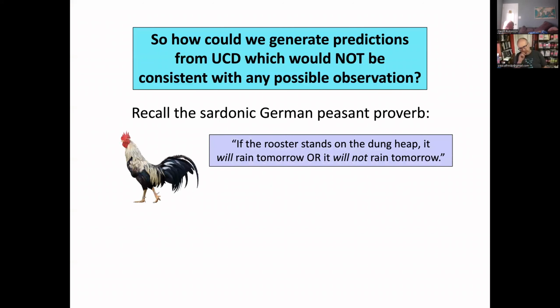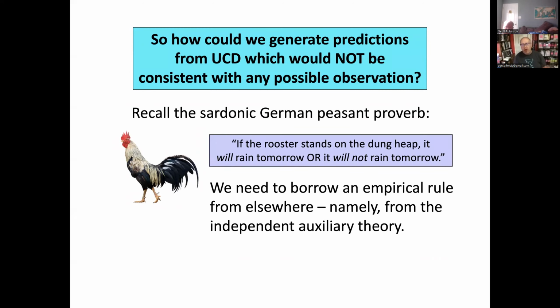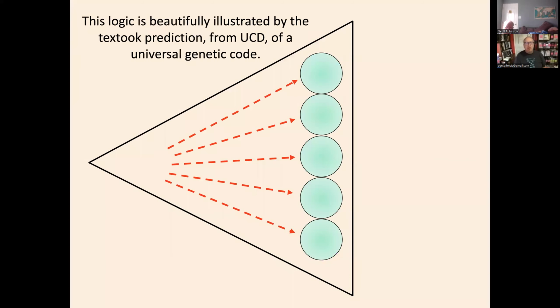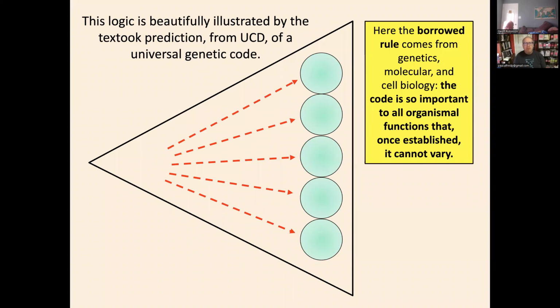There's a German sardonic proverb: if the rooster stands on the dung heap, it will rain tomorrow or it will not rain tomorrow. Well, we've got everything covered, right? We don't actually know anything about the world because we haven't ruled anything out. So to avoid our German rooster situation, we've got to borrow a rule from elsewhere. And that rule, this is very important logically, it needs to exclude certain outcomes. They cannot occur. So this is what happened with the prediction of the universal genetic code.